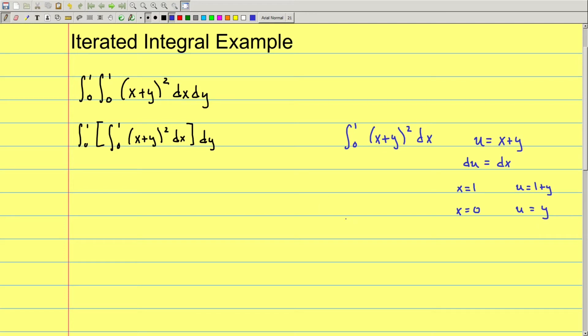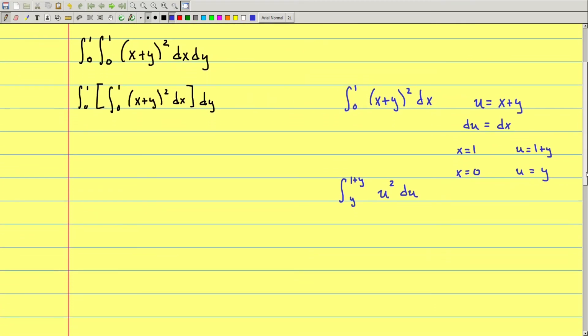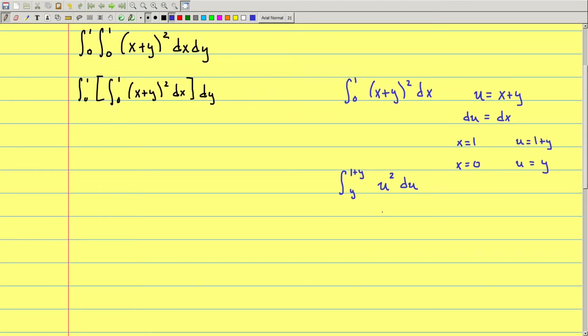This allows us to rewrite this problem as the integral from y to 1 plus y, which looks a little weird, but that's okay. We're just going to substitute those in at the end here. And the interior part, x plus y, becomes u squared du. This we integrate like normal. We don't have anything special to do. So we increase the power by 1 and divide by the new power, which gives us 1/3 u cubed. And then we evaluate it from y to 1 plus y.